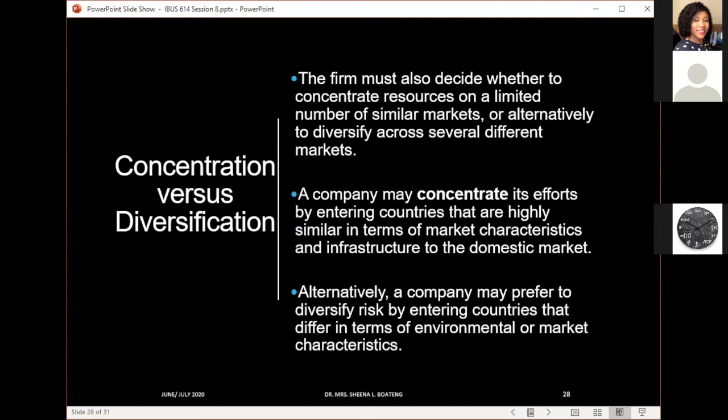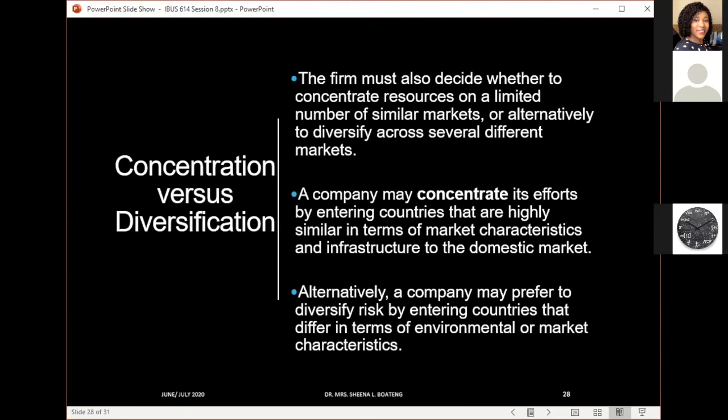Now, besides simultaneous entry and incremental entry, the firm also has to decide whether they are going to concentrate their international marketing efforts or they will diversify. So here we are saying that the firms must decide whether they're going to concentrate their resources on a limited number of similar markets or they will diversify across several different markets. So in as much as you are even using the shower approach, are you showering across diverse markets that do not share any similarities at all, or are you showering across markets that share certain similarities?